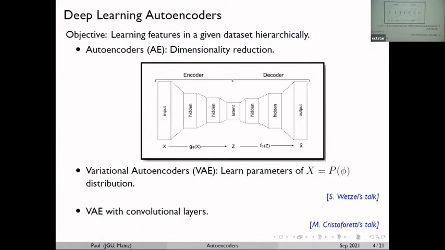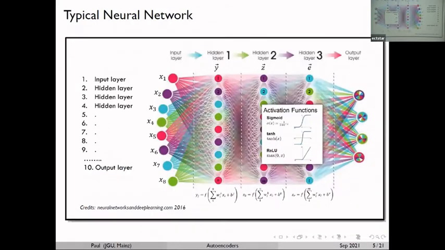So this, I mean, you must have seen, is a typical neural network, and what we start off with is the input layer, the input data.